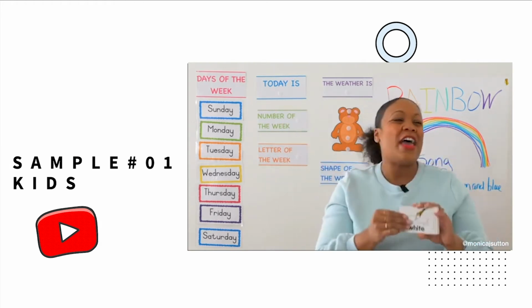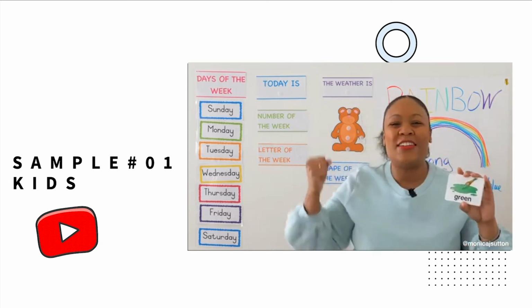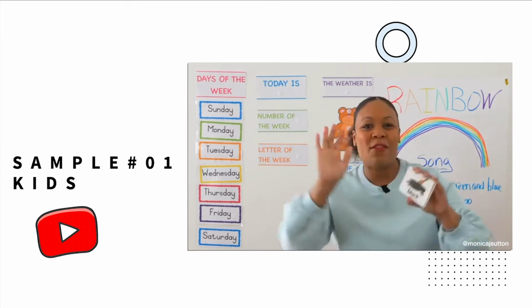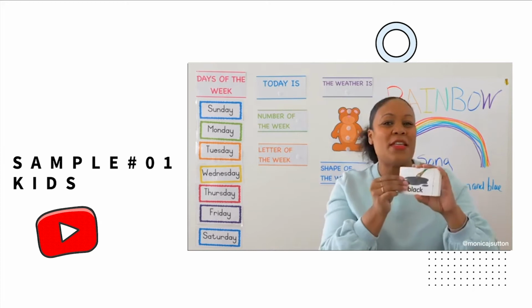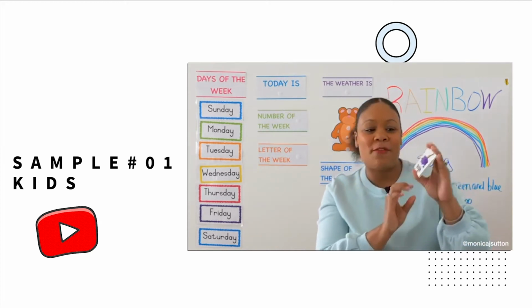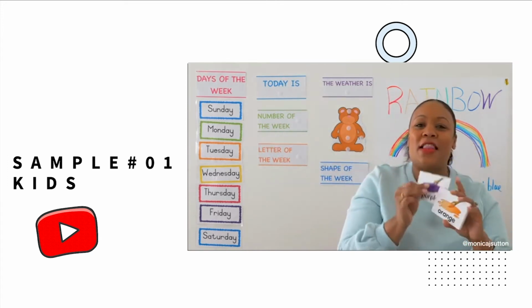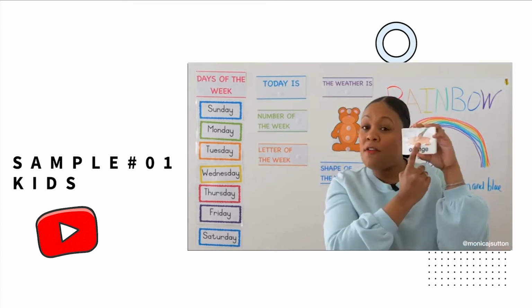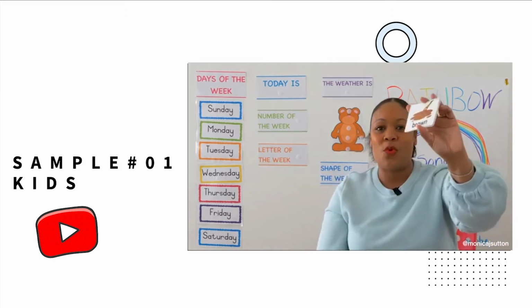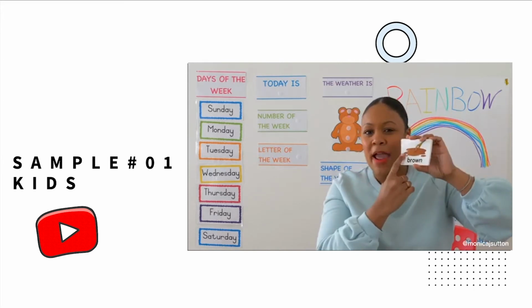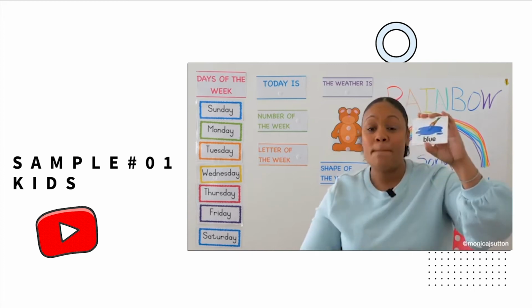Choo, choo. And we'll say hello to my friends wearing green. Choo, choo. And we'll say hello to my friends. Hello, friends wearing black. Choo, choo. And we'll say hello to my friends, all my friends wearing purple. Choo, choo. And we'll say hello to my friends wearing orange. Choo, choo. And we'll say hello to my friends wearing, what color is that? Brown.